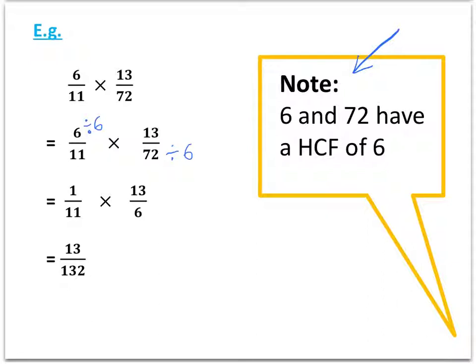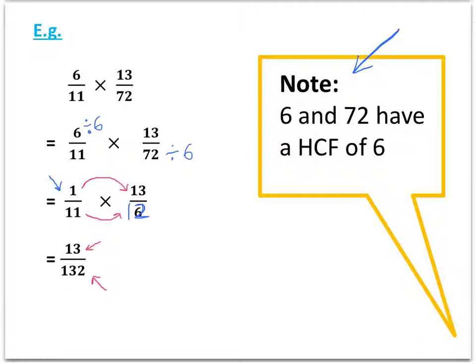So 6 divided by 6 gives us 1, and here we've got a little mistake. 72 divided by 6 gives us 12. Now we multiply our numerators together, so we have 1 times 13 gives us 13, and 11 times 12 gives us 132. And that's the solution to our multiplication.